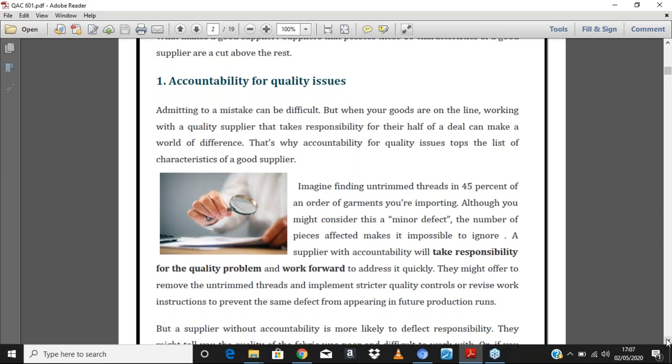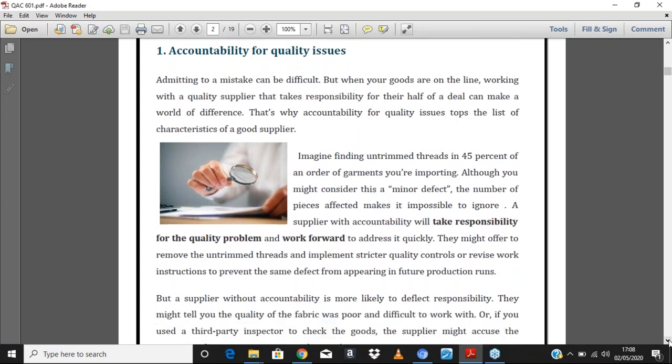Admitting to a mistake may be difficult, but when you have the right suppliers that you're working with, the right supplier takes accountability for their half of a deal, which can make the difference. So that's why accountability becomes important. What is accountability? When people accept they are wrong, when people are ready to take responsibility for what they do or what they did not do. So accountability is very, very important.